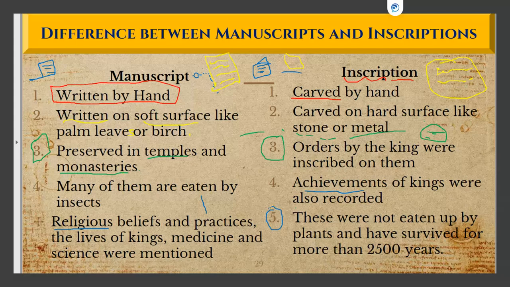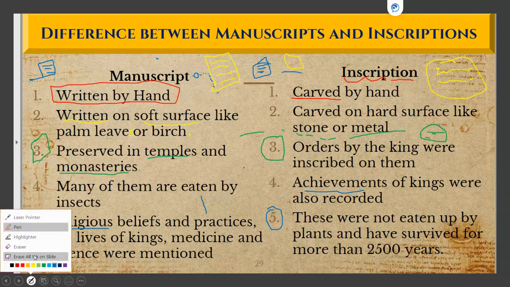This is the fifth point about inscriptions, but it is not a difference. They weren't eaten by insects, and have survived for 2,500 years and more. So they have a real benefit. We can take the example of seals; seals are also there at this time too.